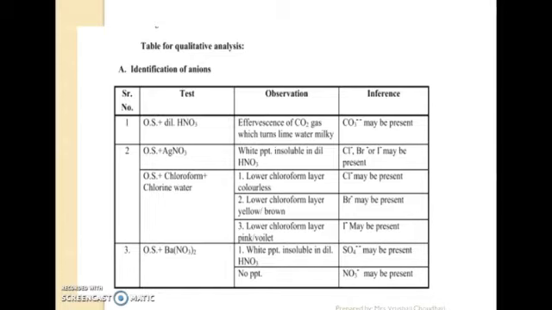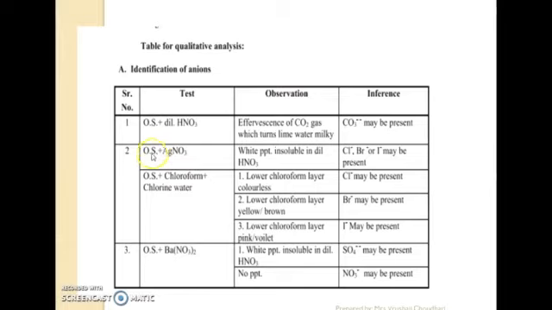When we add dilute HNO3 to the original solution, we will observe effervescence or no effervescence. If effervescence is present, we will say CO3 2- is present. If no effervescence, CO3 2- is absent. We will perform the second test. The second test is OS plus AgNO3.